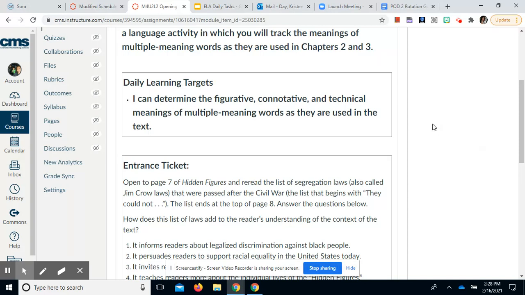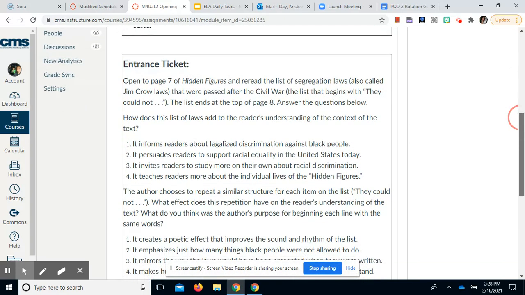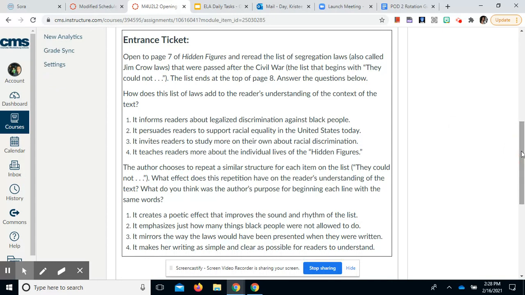So the entrance ticket, like I said, referenced that list of segregation laws, also known as Jim Crow laws, where it clearly specified what could not be done according to those laws. They cannot drink from the same water fountains. They cannot ride the same parts of the bus, that kind of stuff.